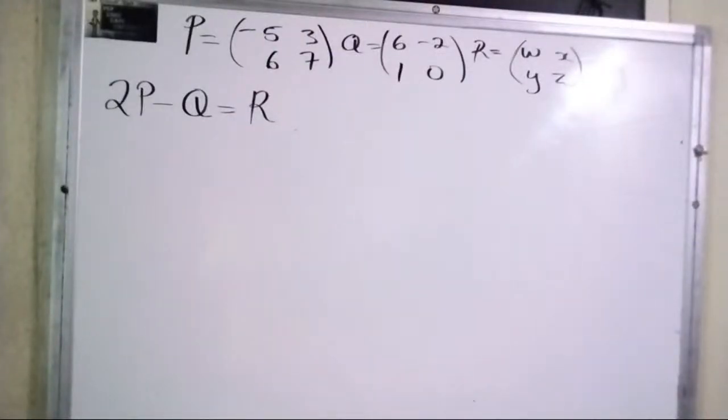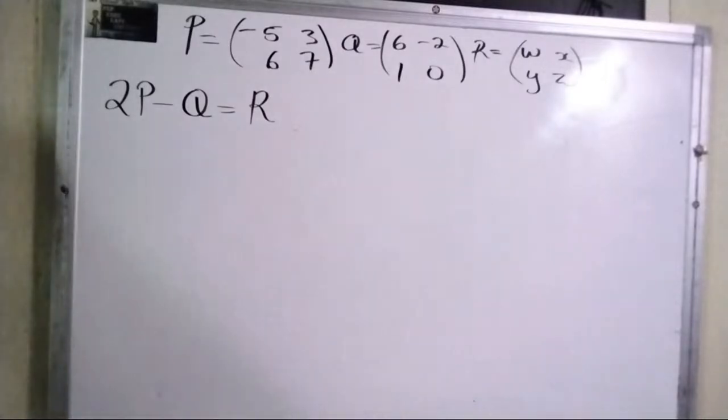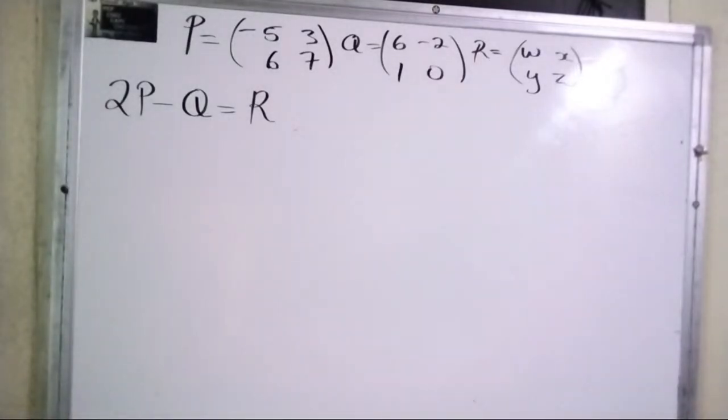This is not easy, but you have a weapon right here. See if you can solve that one, guys. 2P minus Q is equal to R. And remember, you are given P equal negative 5, 3, 6, 7. Q equals 6, negative 2, 1, 0. And R is equal to double X, Y, Z.